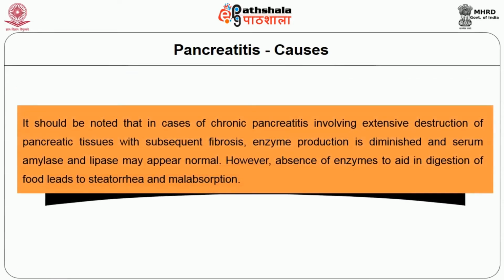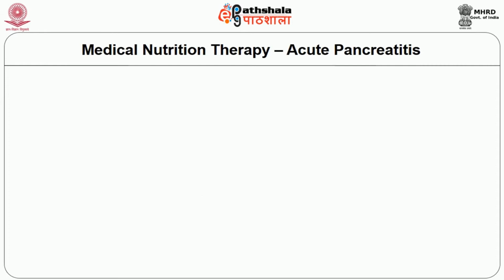It should be noted that in cases of chronic pancreatitis involving extensive destruction of pancreatic tissues with subsequent fibrosis, enzyme production is diminished and serum amylase and lipase may appear normal. However, absence of enzymes to aid in digestion of food leads to steatorrhea and malabsorption. Next, let's see the medical nutrition therapy.